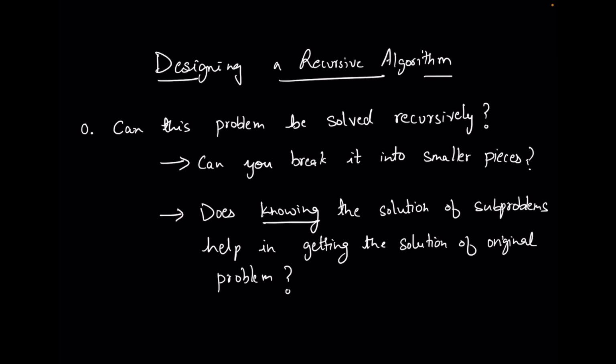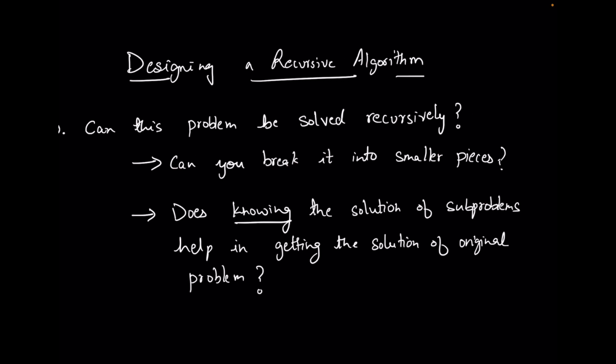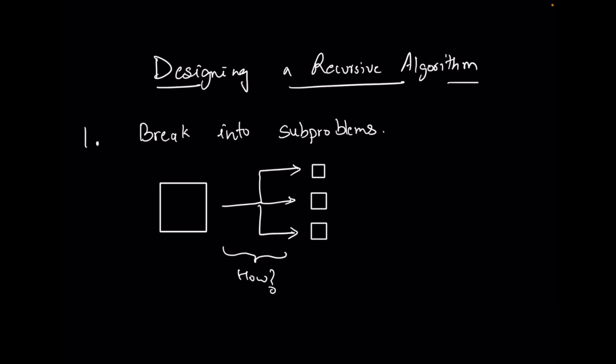Then comes the actual designing part. And the first thing we need to do in that is find out a way to break the big problem into smaller sub problems, right? It's very easy to say that we'll break this problem into smaller sub problems, but how is what you need to design, right? The questions you need to answer for that is, what exactly will be your sub problems that help you find the answer to this bigger problem, and how will you break this original problem into those sub problems, okay? That's the first step in designing a recursive algorithm.